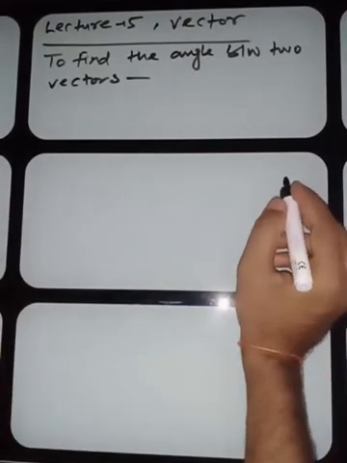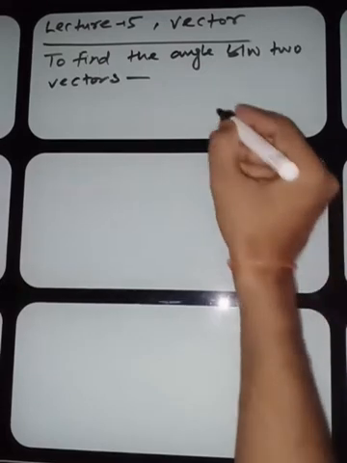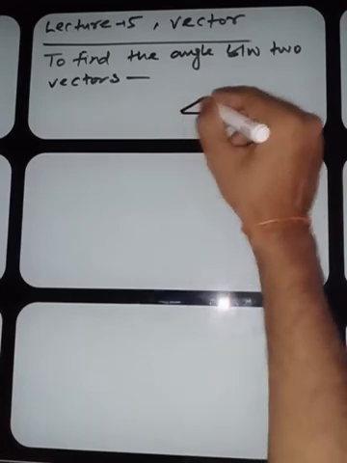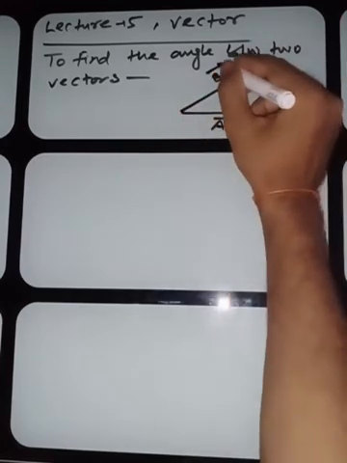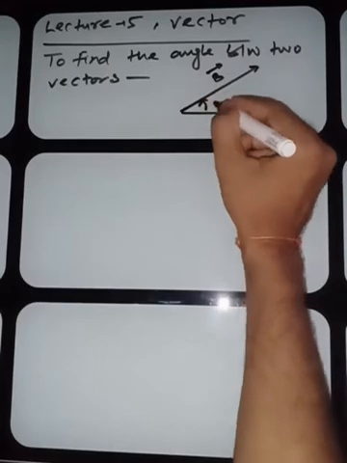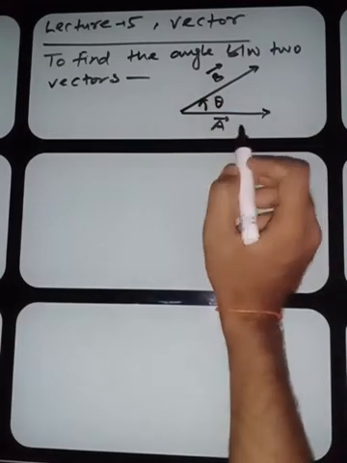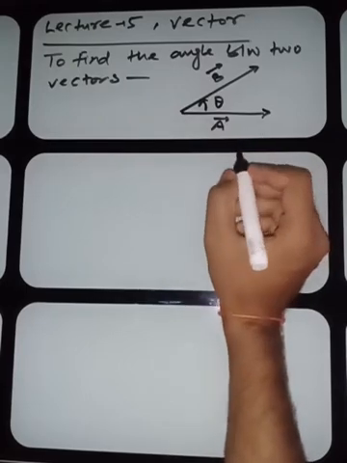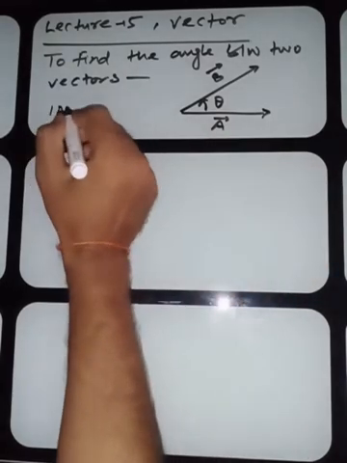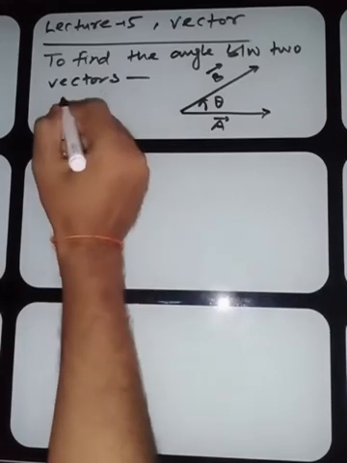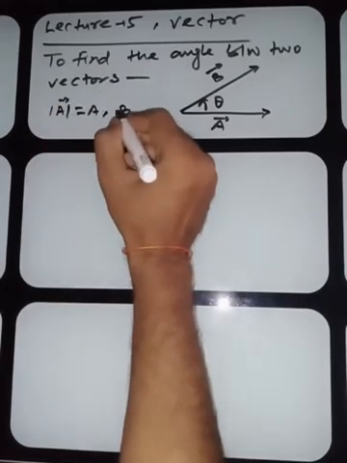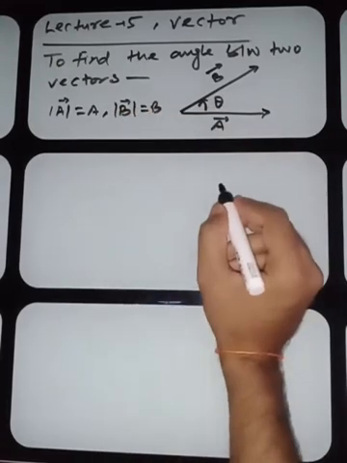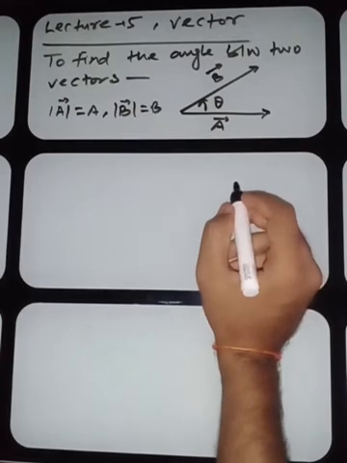To find the angle between two vectors, suppose we have two vectors like this way, the vector A and the vector B, inclined at an angle theta, and we have to find this angle theta made by these two vectors A and B. Here the magnitude of vector A is A, the magnitude of vector B is B, and theta is the angle between vector A and B.